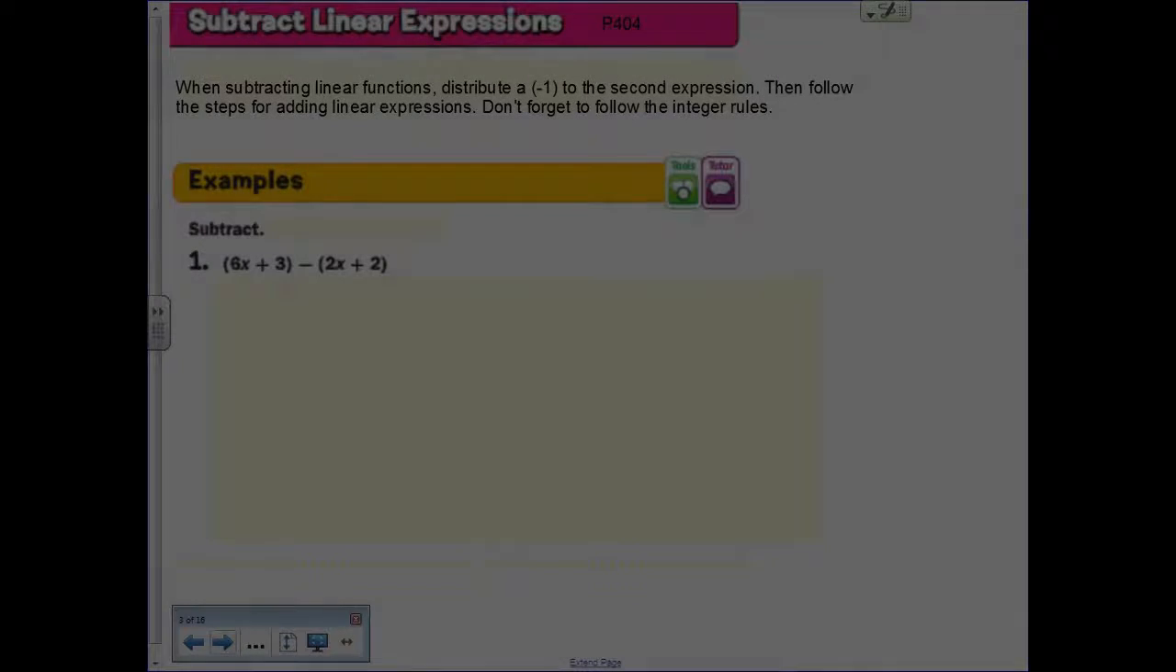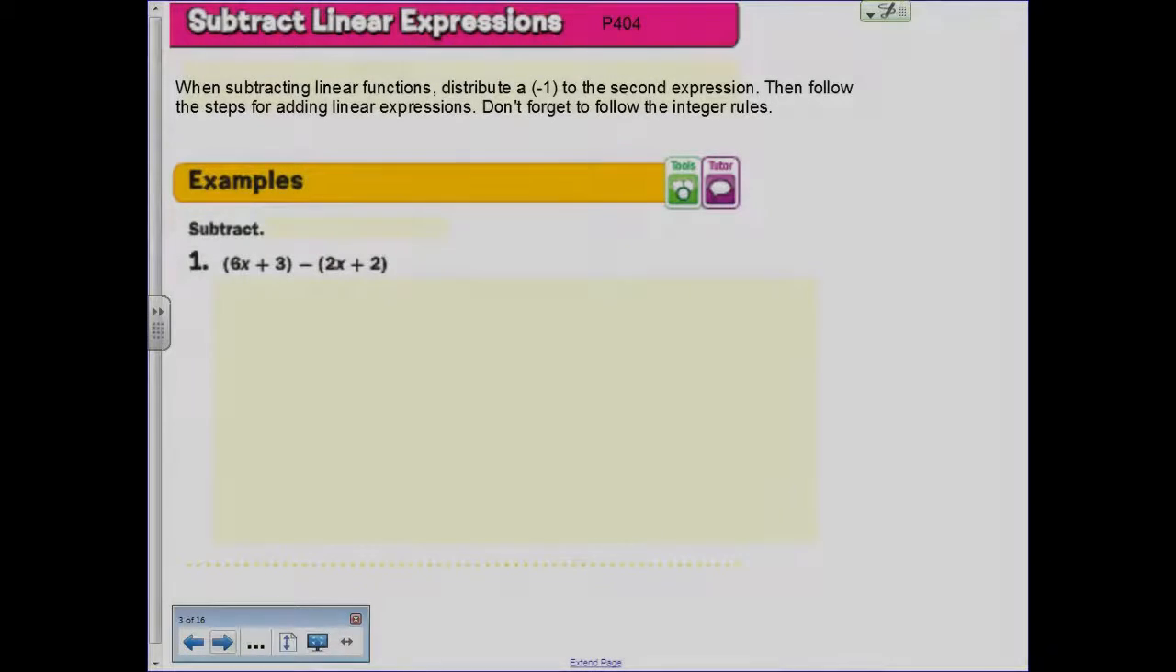All right, now that you're a master of adding linear expressions, let's move on to subtracting linear expressions. It says here on page 404 that when you subtract linear functions, distribute a -1 to the second expression, then follow the steps for adding linear expressions. Don't forget to follow the integer rules.